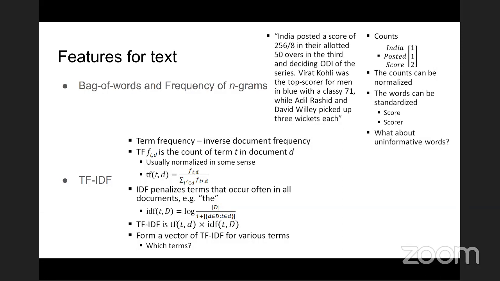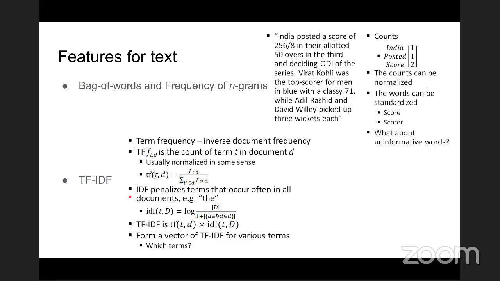Okay. If you're not satisfied with a single word, you want to look at the order of the words, then you look at, let's say, 2 neighboring words at a time, and it becomes a bigram, 2 gram, 3 gram, etc. So these are features for text. More sophisticated features than just a bag of words is something called term frequency, inverse document frequency, TF-IDF.